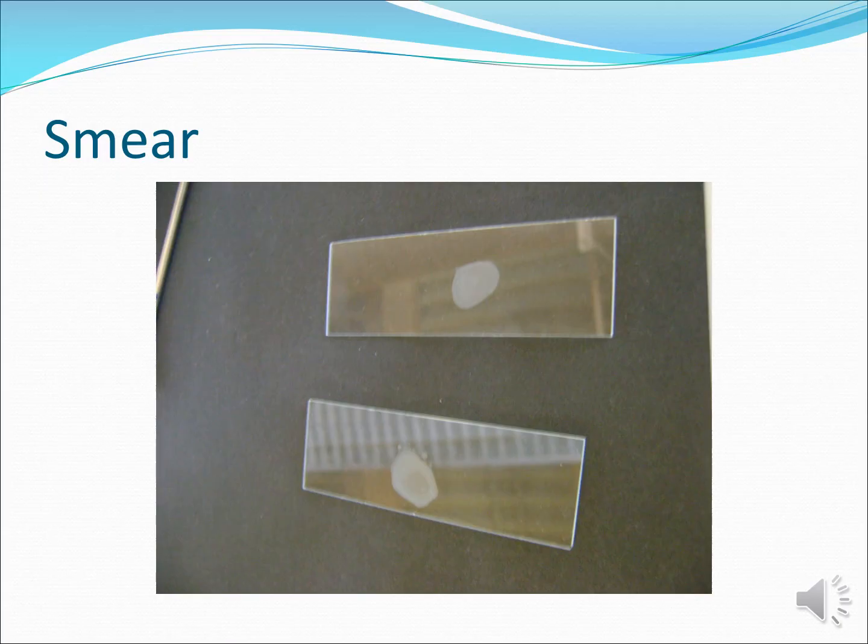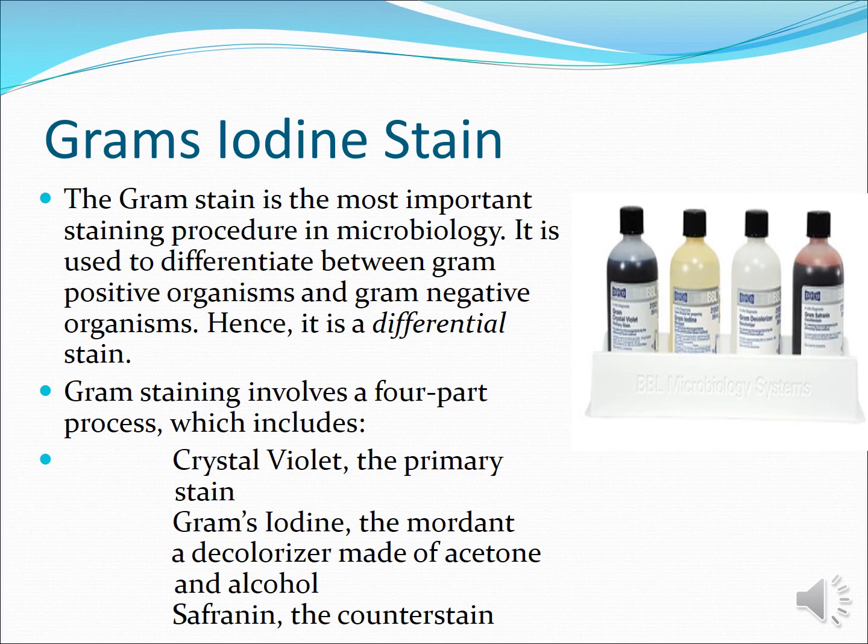I think you can all see this. First one is Gram stain. Gram stain is one of the most important staining procedures in microbiology. It is used to distinguish between gram positive organisms and gram negative organisms, hence it is a differential stain. I think everyone knows this. Gram stain involves four parts: crystal violet, the primary stain; Gram's iodine; the moderate decolorizer made up of acetone and alcohol; and safranin, which is a counterstain.